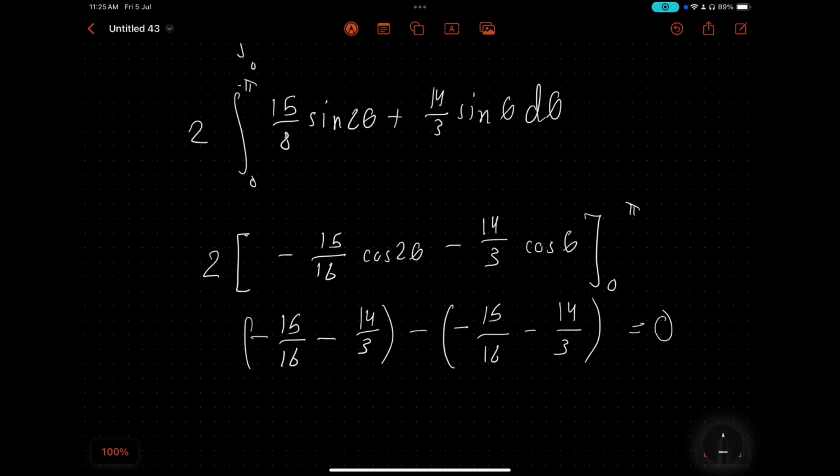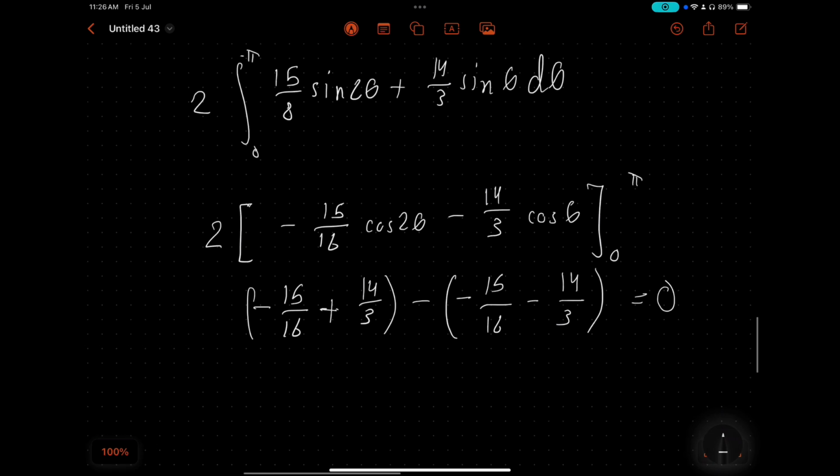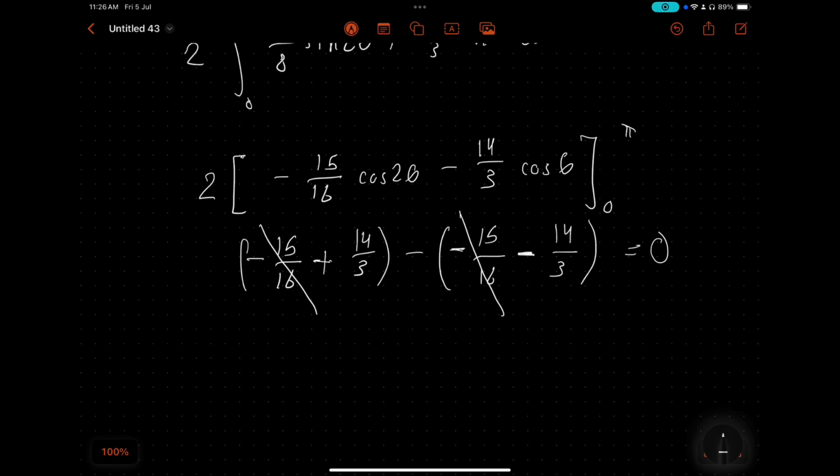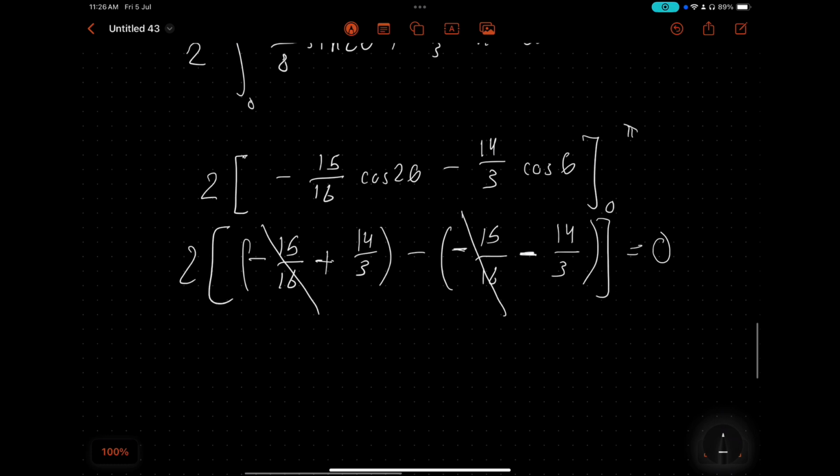So minus 15 over 16 cosine of 2 times pi. It's going to give us 1. But cosine of pi is just minus 1. So now we're going to get a plus sign here, and for this we're going to get just negative 15 over 16. That's for the pi, and then for the 0, cosine of 0 is just 1, so we're going to have a minus sign here. Now this cancels with this, and we get just 14 over 3, and of course multiplied by 2, which gives us the volume of 28 over 3. And that's basically the volume.